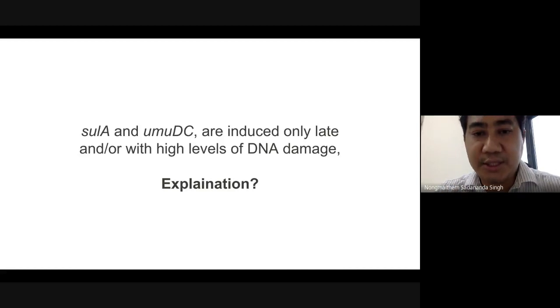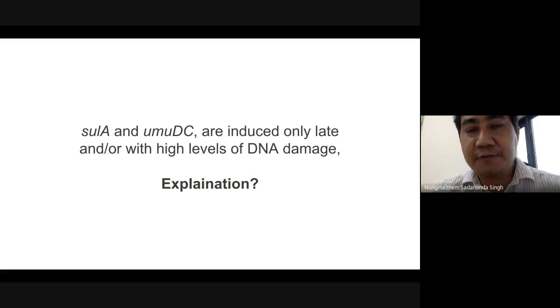SEL-A or UMU-DC are induced only at a very high level of DNA damage. So why do these genes which have consensus LEX-A sequences respond or induce very late? So the explanation is that the consensus sequences allow LEX-A binding very tightly at those sequences.